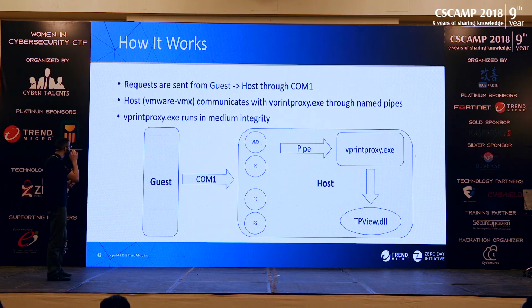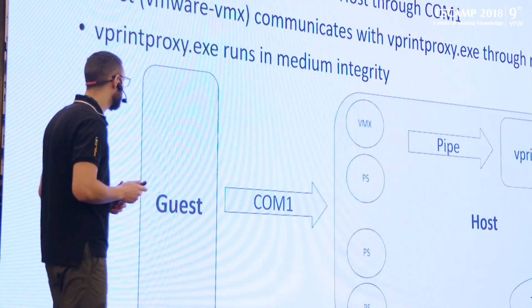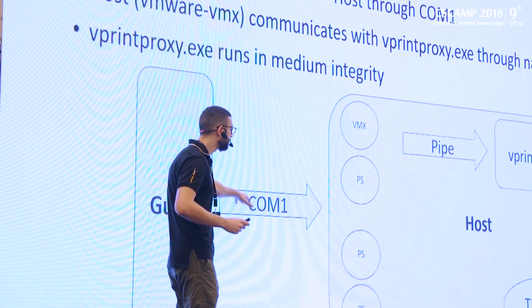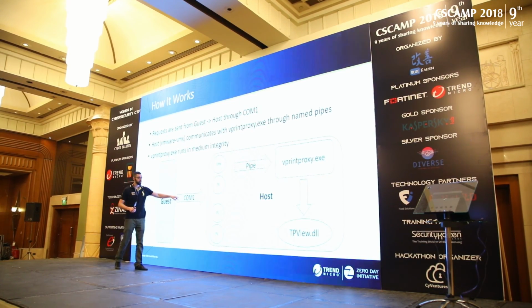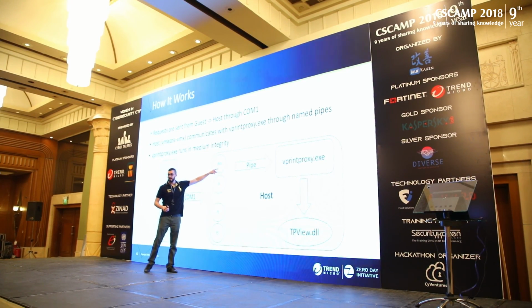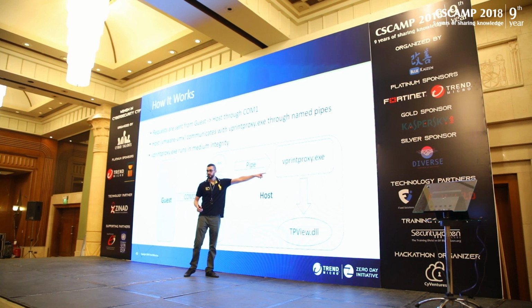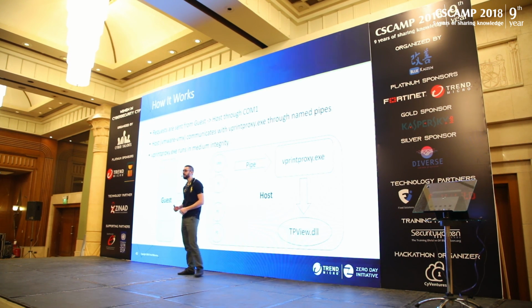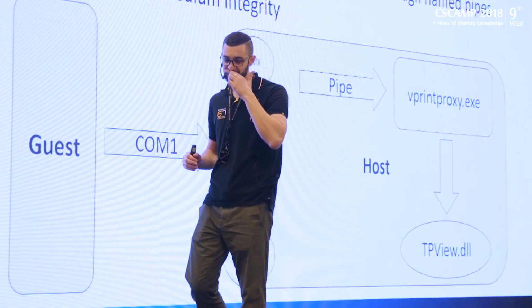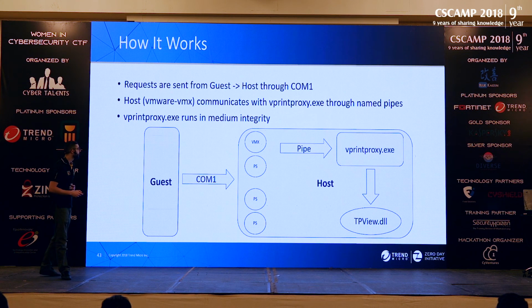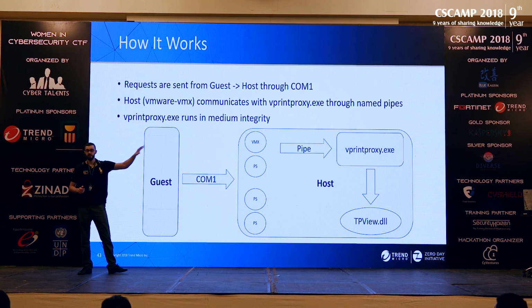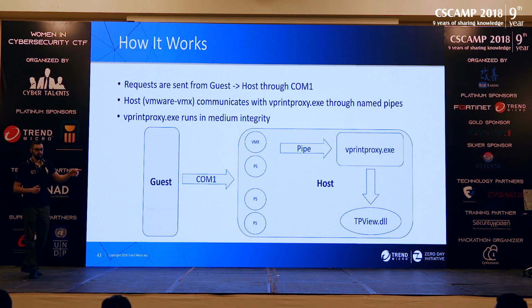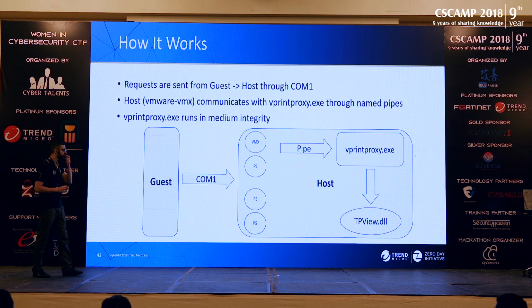Once you enable virtual printing, it's going to open a pipe, COM1, and when you print, it's going to send the print job through the pipe, through the COM, to VMX, and VMX is going to spin vprint proxy. Vprint proxy is going to send it to a DLL, which is a little bit complicated, but that's how it works. The nice thing about it is that vprint proxy runs in medium integrity. So if you were able to exploit that, you're going to get medium integrity on the host, which is quite cool. So you don't need a sandbox escape or anything like that.